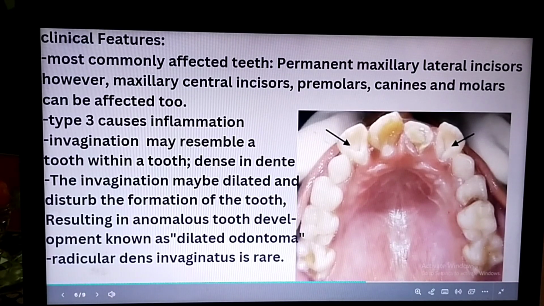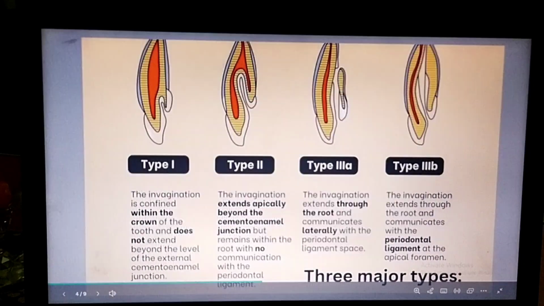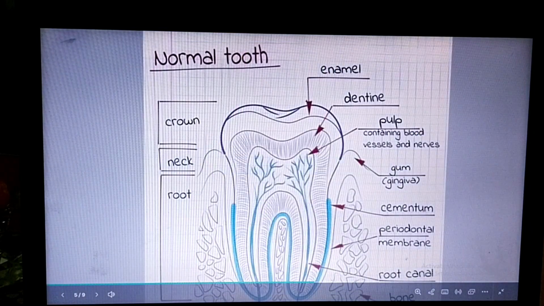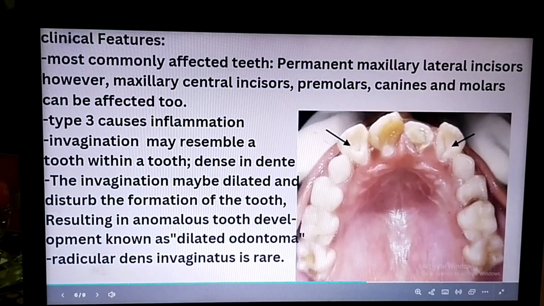Type 3 causes inflammation. As we were seeing, this was the type 3 where it was communicating laterally with the periodontal ligament space and communicating with the periodontal ligament at the apical foramen. So this causes inflammation. The invagination may resemble a tooth within a tooth. We've already discussed this, dens in dente. The invagination may be dilated and disturb the formation of the tooth.